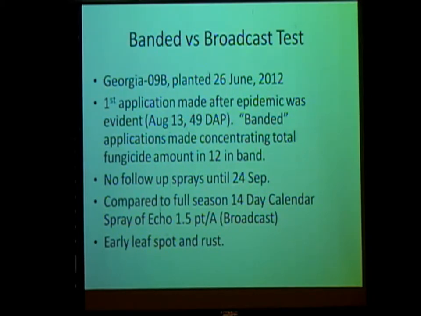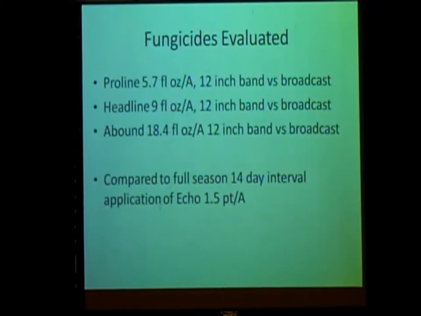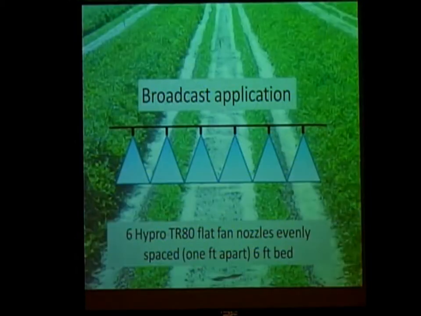We didn't make any follow-up sprays, and the follow-up sprays were just straight chlorothalonil until about 5 weeks later. We compared that to a full season 14-day calendar spray of chlorothalonil. We did have some rust in the test, but it was mostly early leaf spot. The fungicides we were looking at was the Proline 5.7 ounces and Headline at 9 ounces that we looked at in the previous test. We also looked at 18 ounces of Abound, again in a 12-inch band versus broadcast in each of these and compared to a 14-day interval.